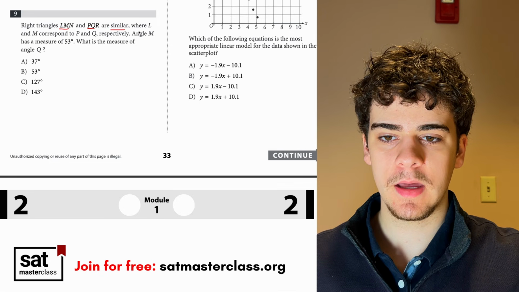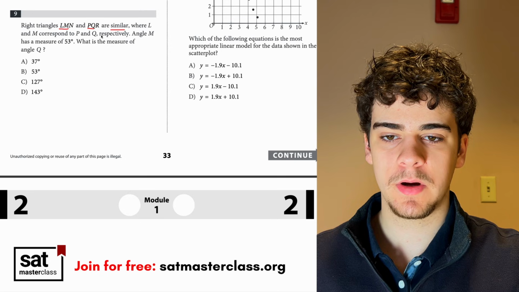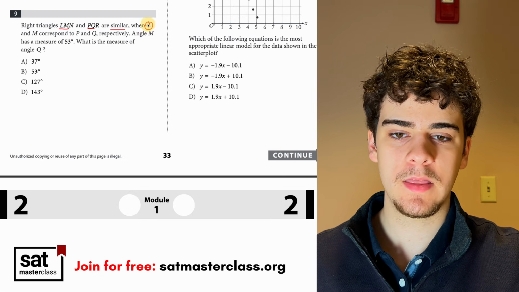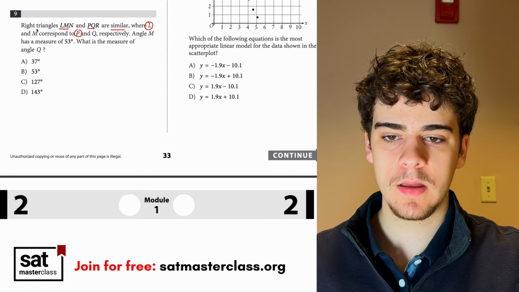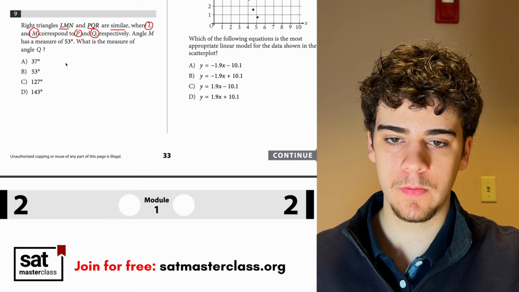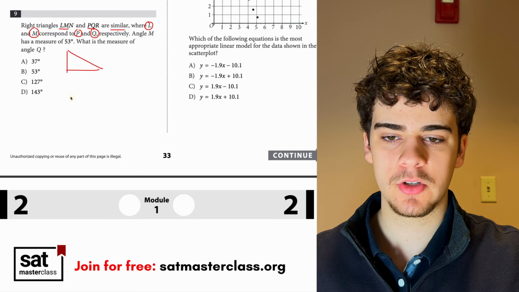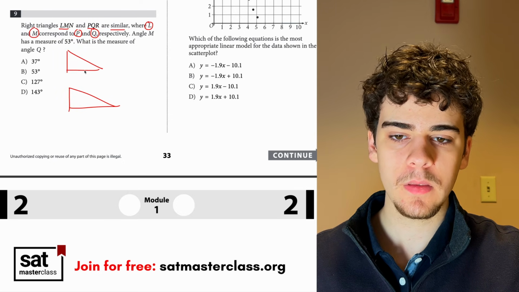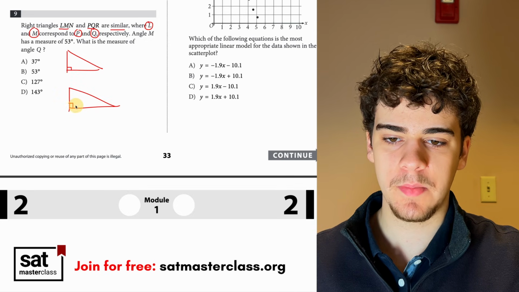Okay, so we can see that if L and M correspond to P and Q, then we can also say that L corresponds to P and M corresponds to Q. So basically what that means is, if I were to just draw this out for you really quick, obviously they're not the same size, but they do have the same angles.